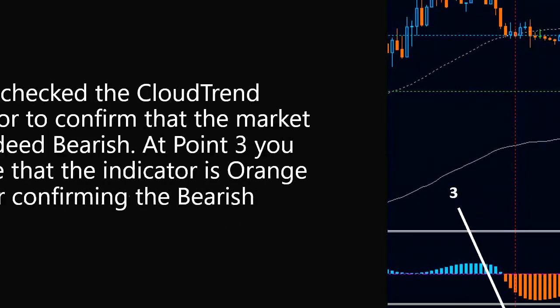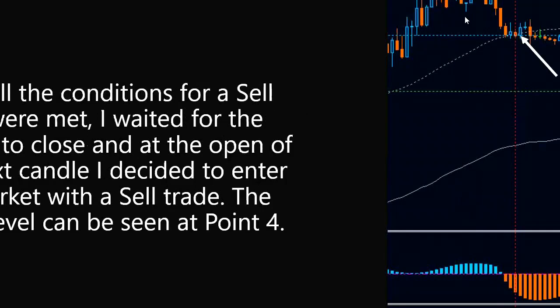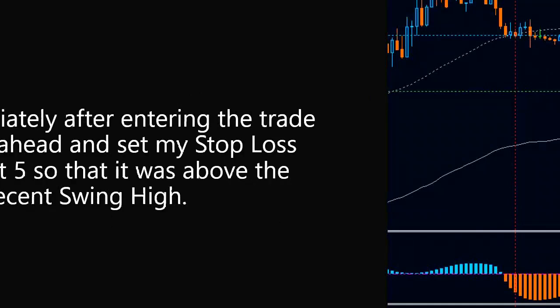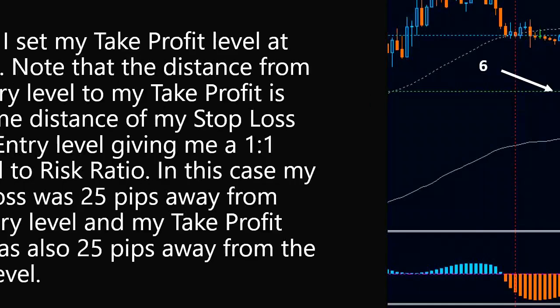Next, I checked the cloud trend indicator to confirm that the market was indeed bearish. At point 3, you can see that the indicator is orange in color, confirming the bearish trend. Since all the conditions for a sell trade were met, I waited for the candle to close, and at the open of the next candle, I decided to enter the market with a sell trade. The entry level can be seen at point 4. Immediately after entering the trade, I went ahead and set my stop loss at point 5 so that it was above the most recent swing high. Finally, I set my take profit level at point 6.